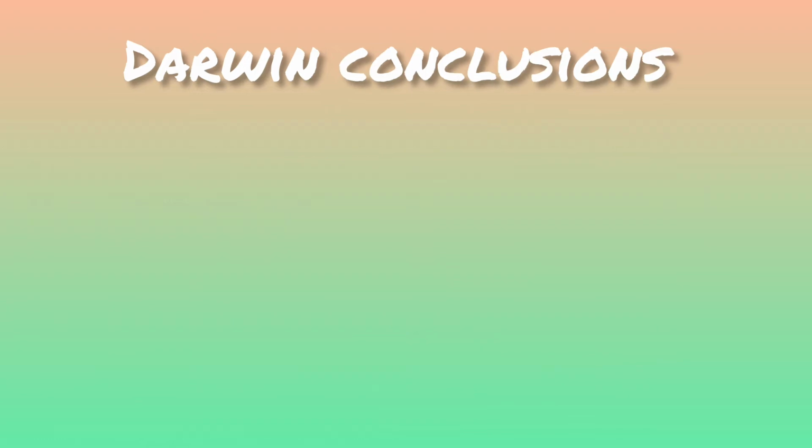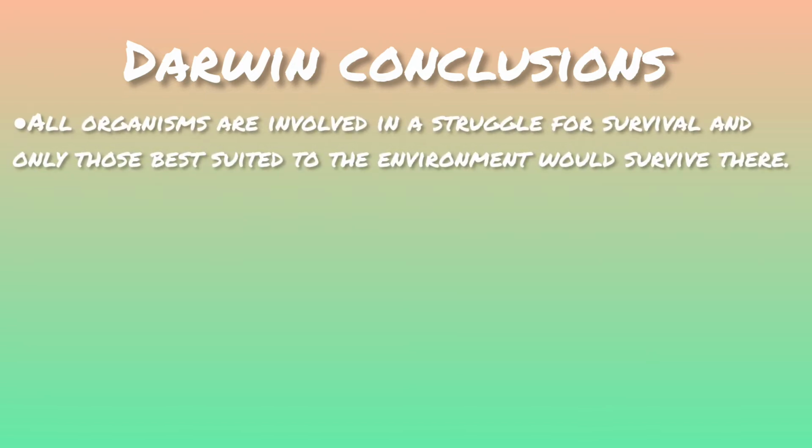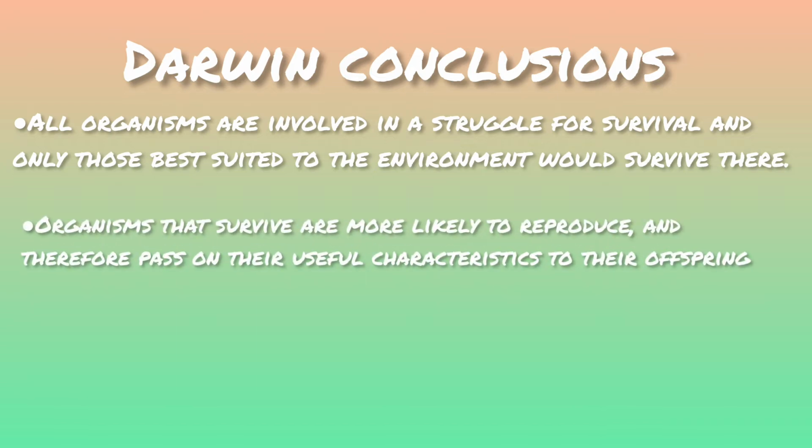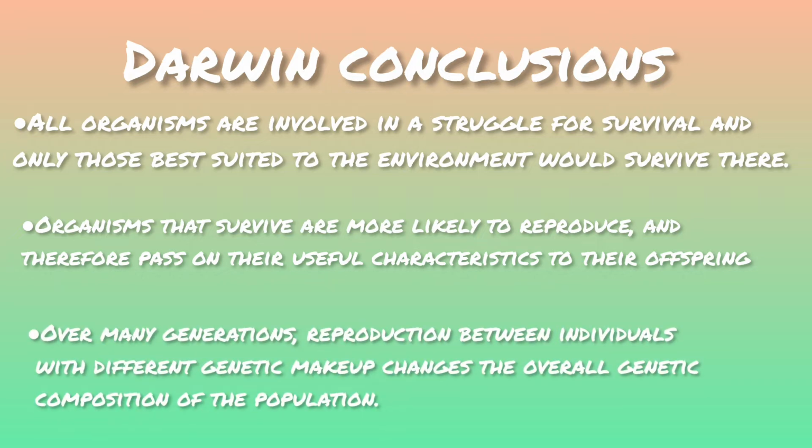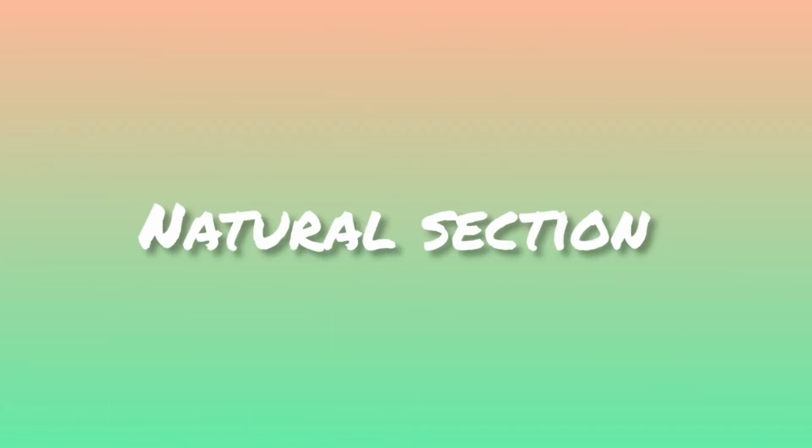Based on his observations, Darwin came to 3 main conclusions. Firstly, that all organisms are involved in a struggle for survival, and only those best suited for the environment would survive. Secondly, organisms that survive are more likely to reproduce, therefore passing these useful characteristics to their offsprings. And lastly, over many generations, reproduction between individuals with different genetic makeup changes the overall genetic composition of the population.